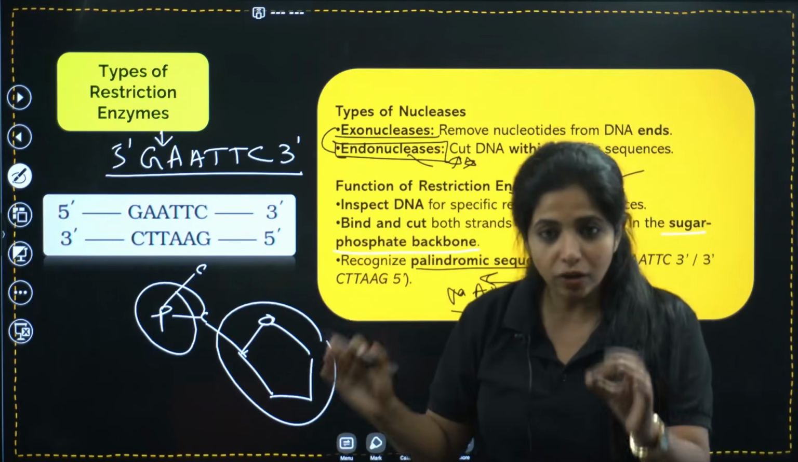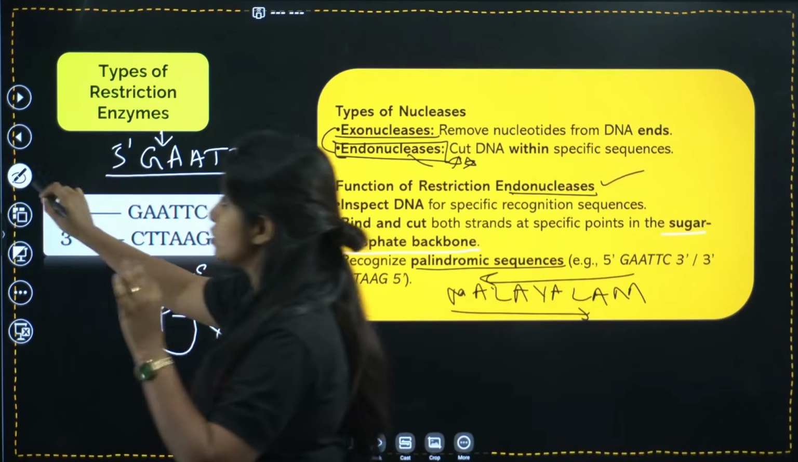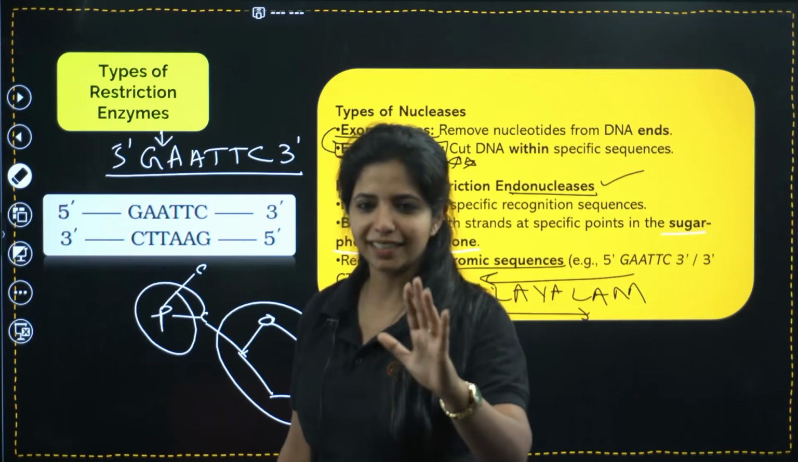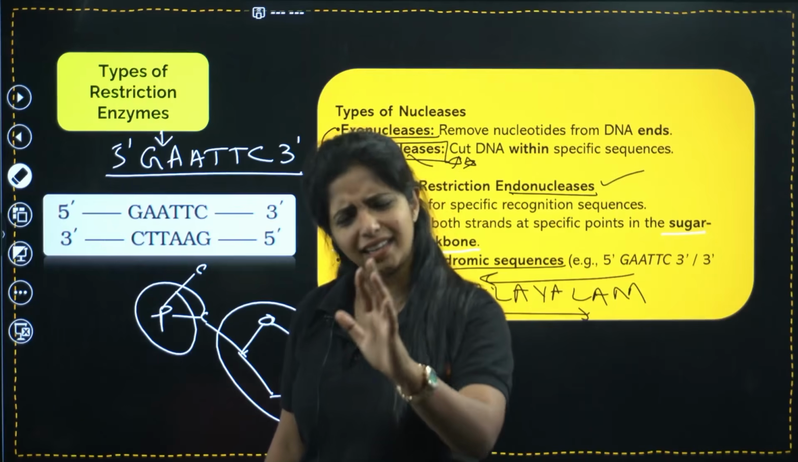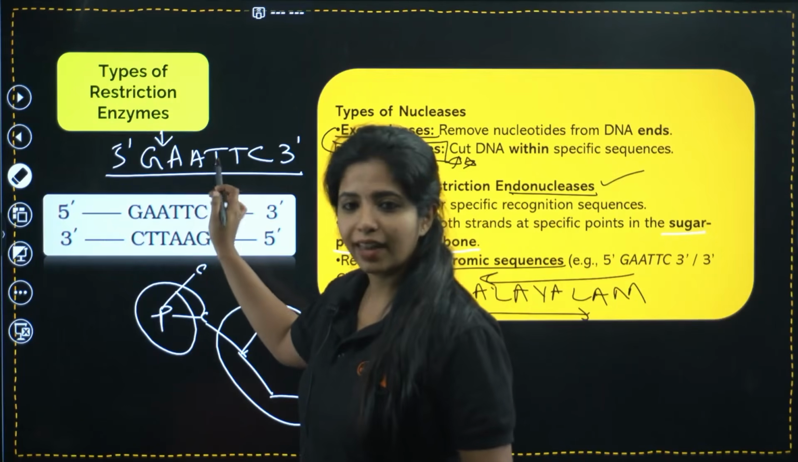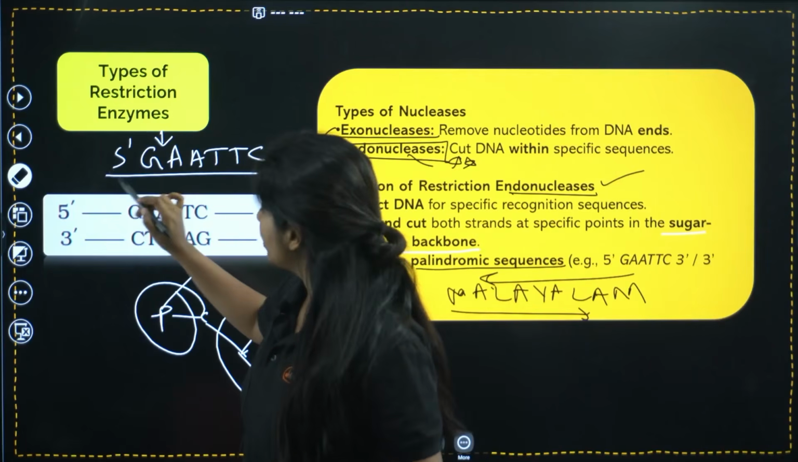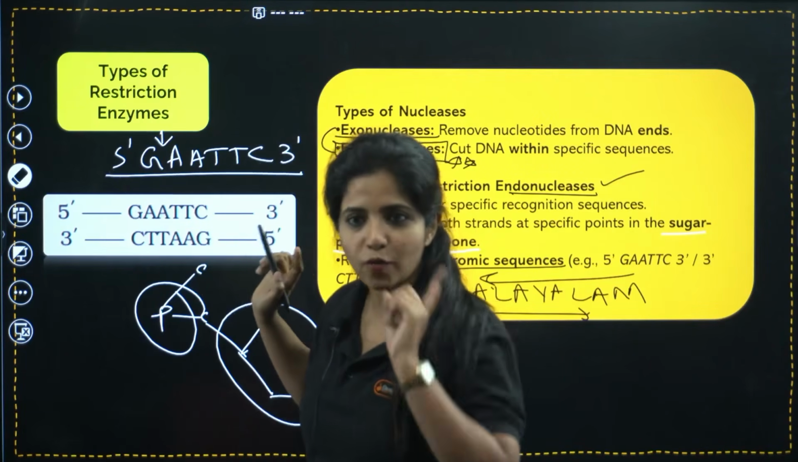So basically, these sequences are known as palindromic sequences, which are read in the same way from both the ends. And always remember, in the case of EcoR1, the site is GAATTC. Take care. Here two Ts are there and two As are there. Do not forget that. And it is the 5' end over here, and the 3' end over here. Do not forget that also.